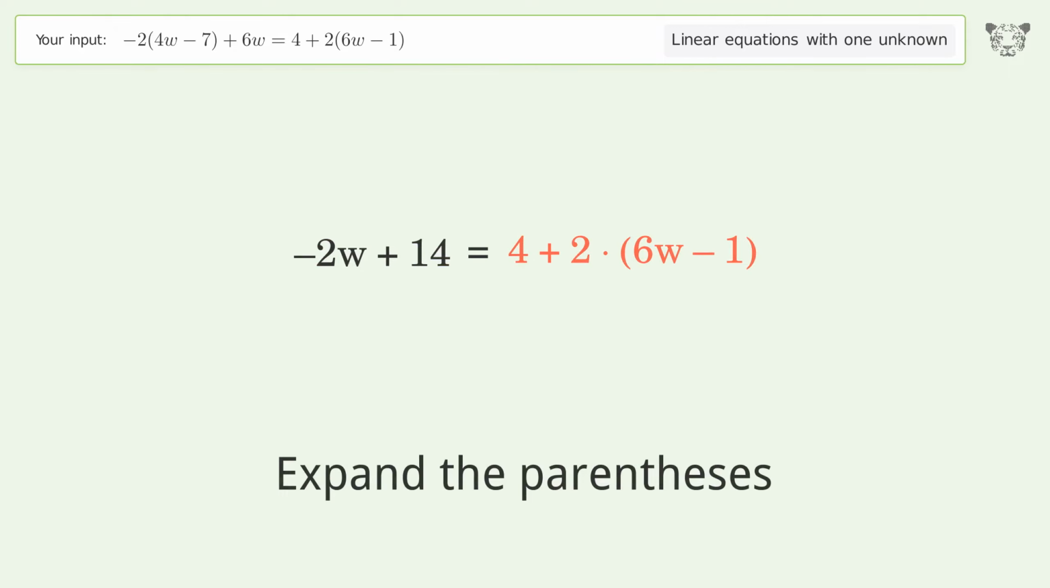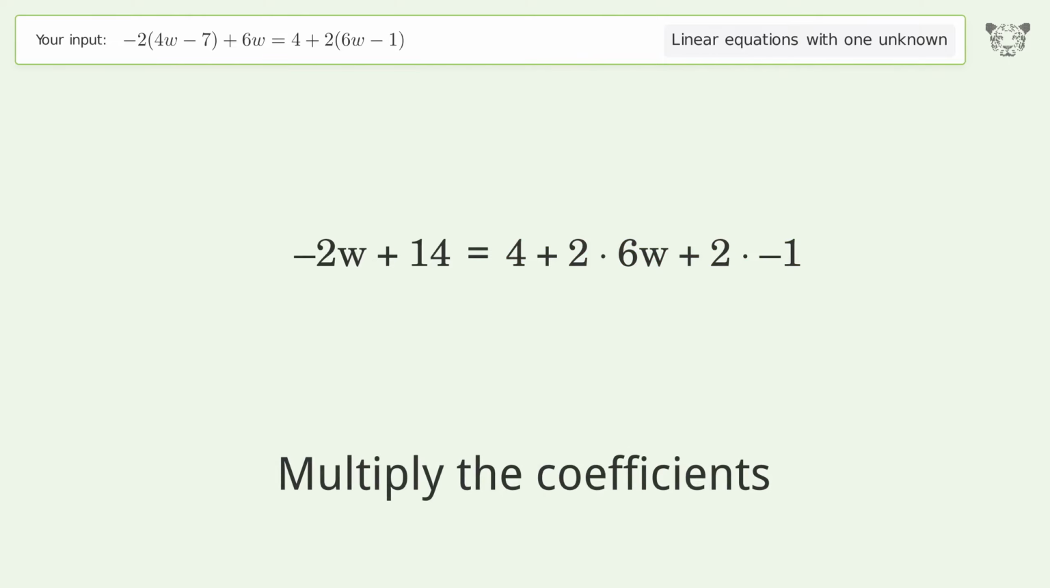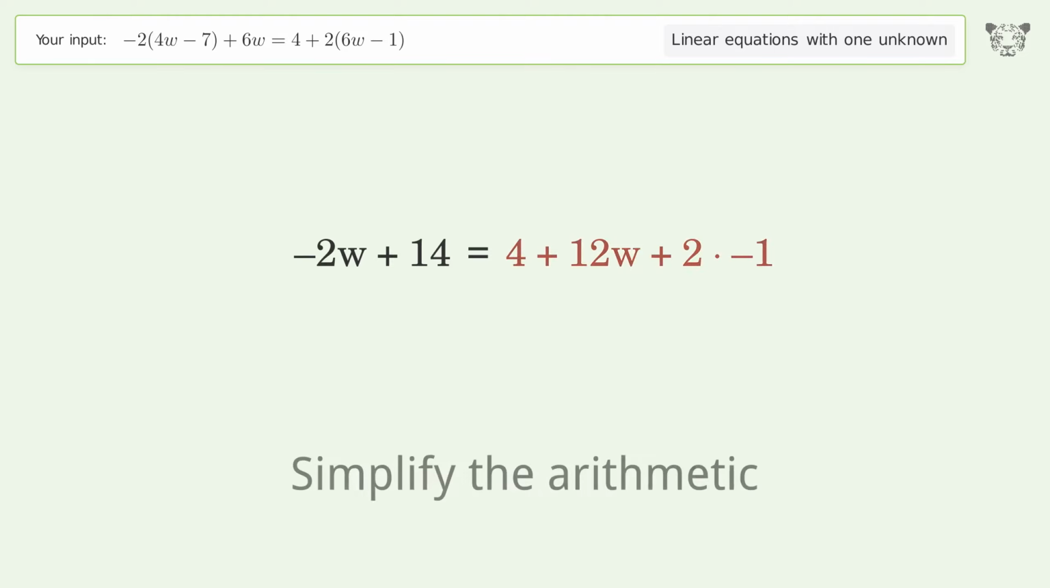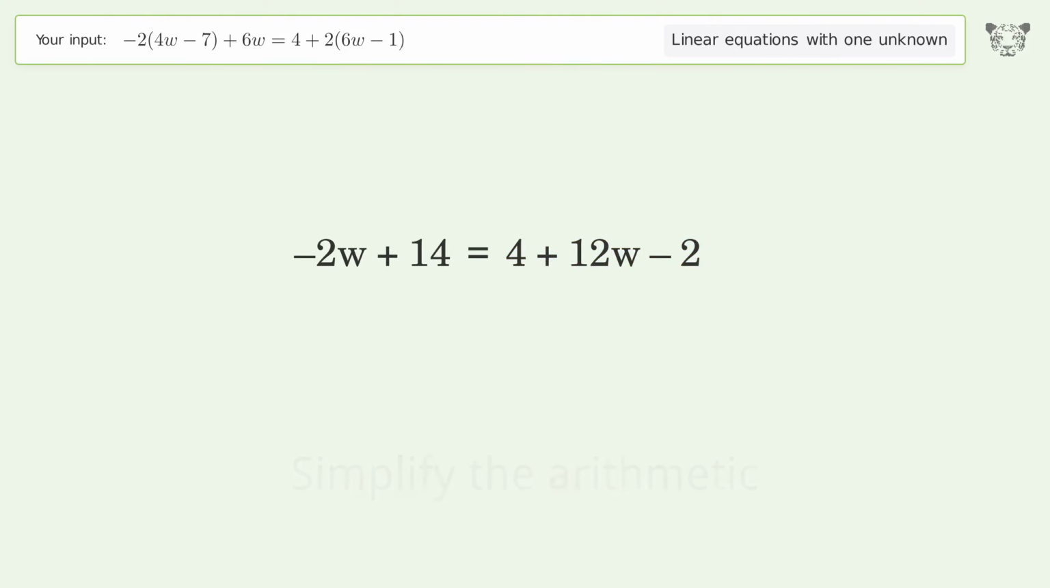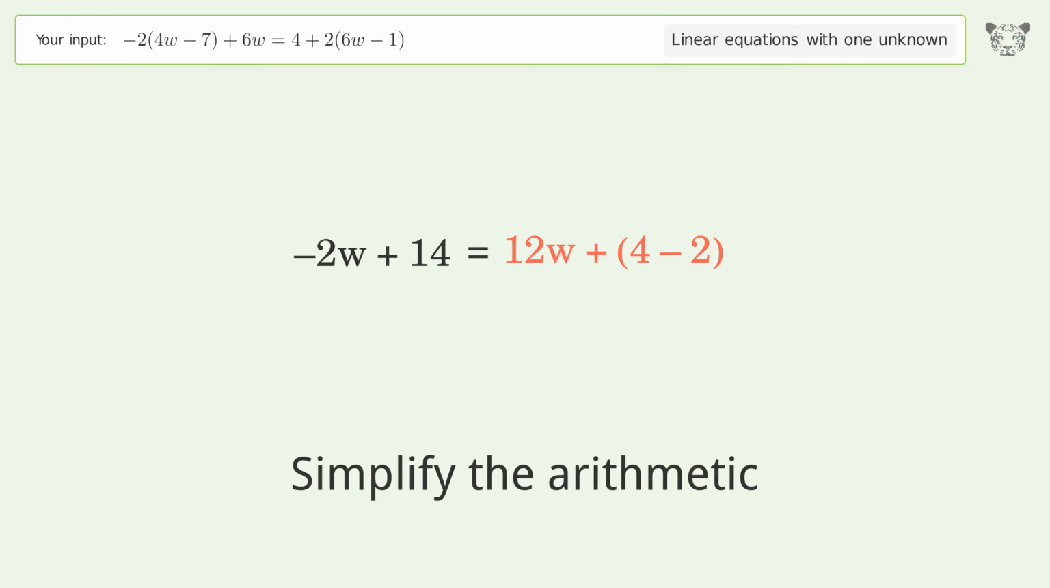Expand the parentheses. Multiply the coefficients. Simplify the arithmetic. Group like terms. Simplify the arithmetic.